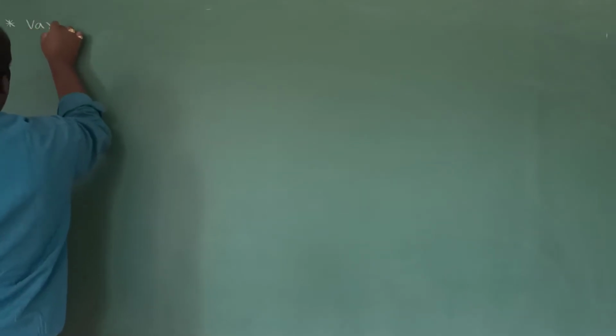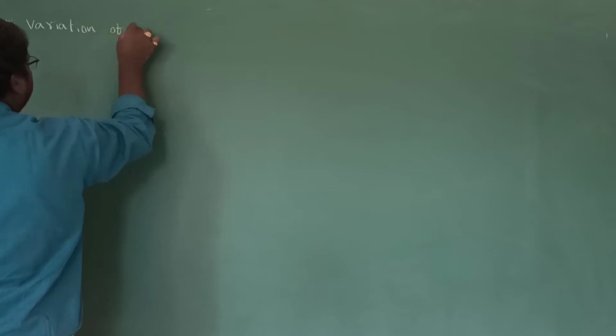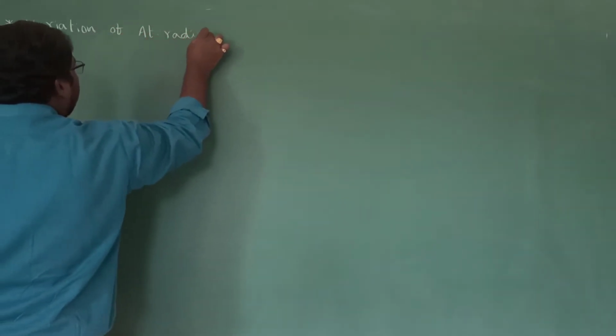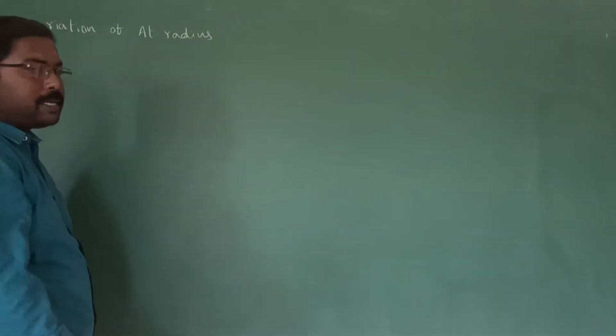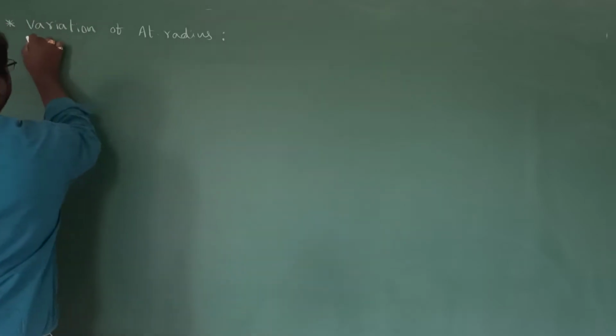It is written as variation of atomic radius or atomic size along the groups and the periods.